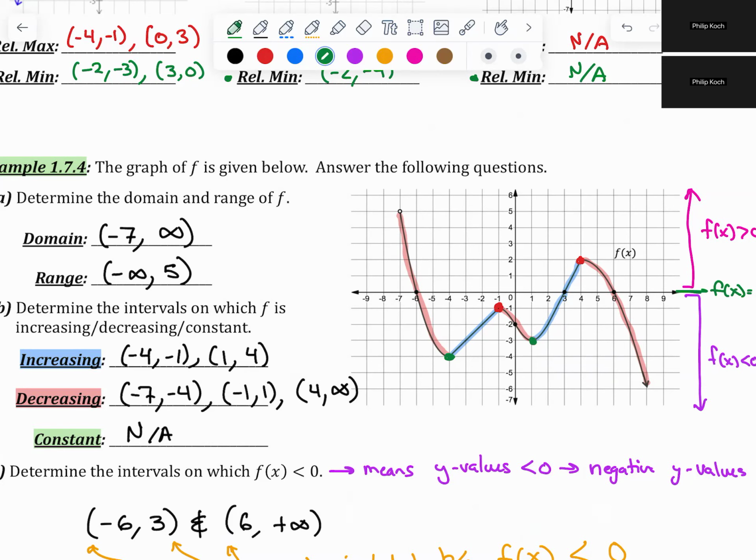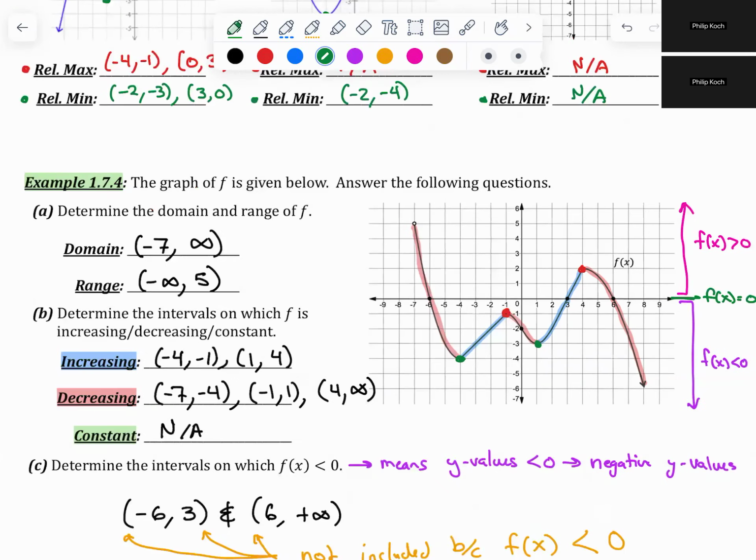So it's decreasing on the red pieces. So that's from -7 to -4 in terms of its x values. So parentheses -7 to -4 and parentheses. Then also it's decreasing from -1 to 1 in terms of its x values. So the interval -1 to 1. And then last but not least, that last chunk, and since it's going down and down and down forever, it means it's going further and further on and on forever for all of its x values. So it's decreasing from 4 to positive infinity. Similarly for the increasing, which is -4 to -1 and 1 to 4.